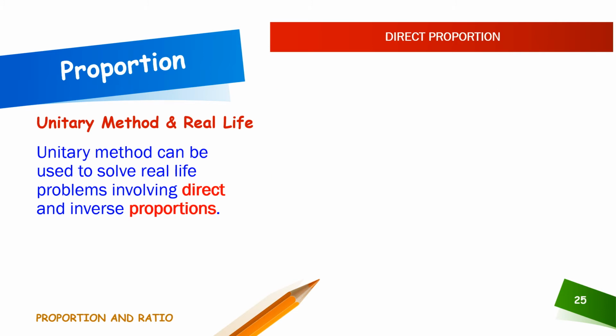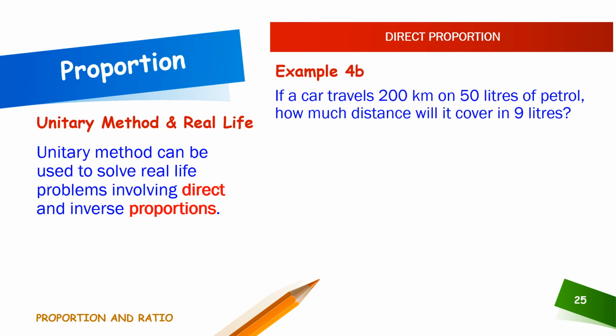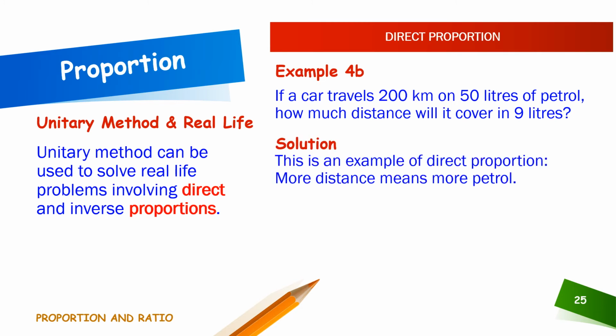Let's take a look at another example of direct proportion. If a car travels 200 kilometers on 50 litres of petrol, how much distance will it cover in 9 litres? This is an example of direct proportion. More distance means more petrol. So in 50 litres, the distance covered is 200 kilometers. This is the information we have in the example.